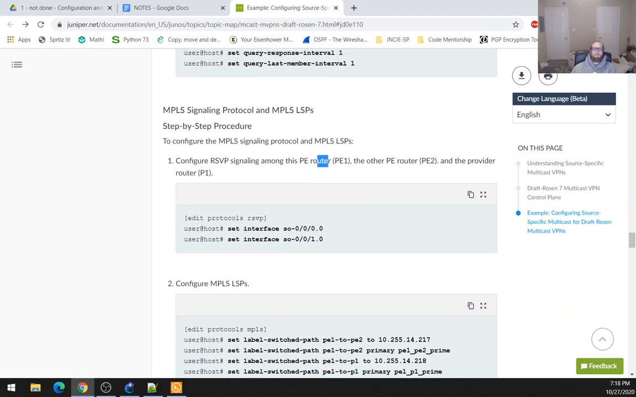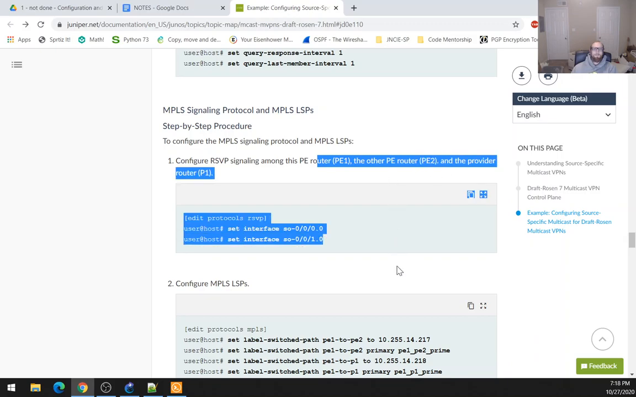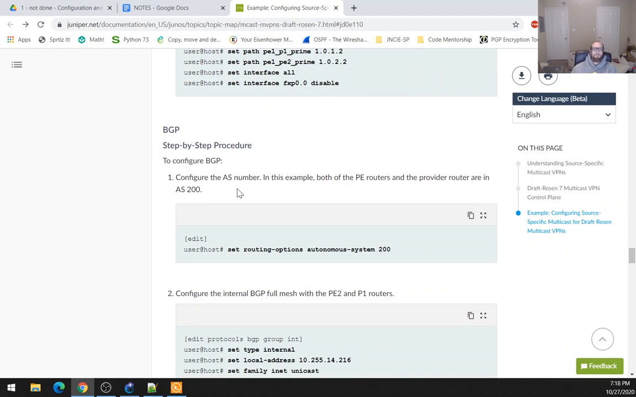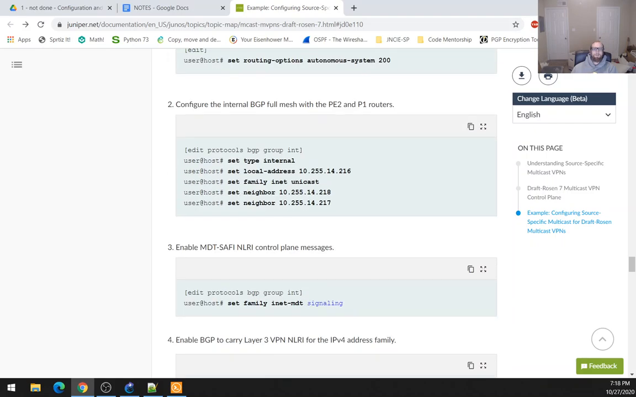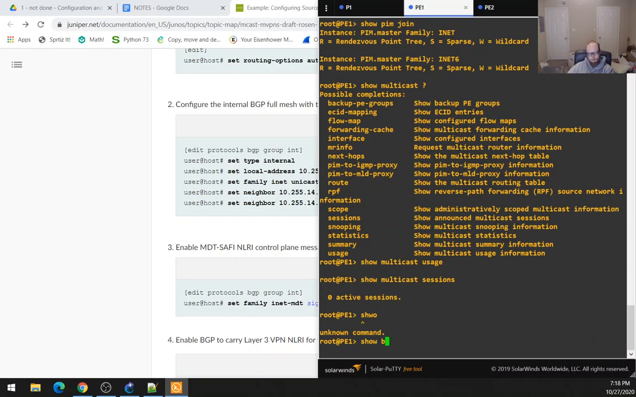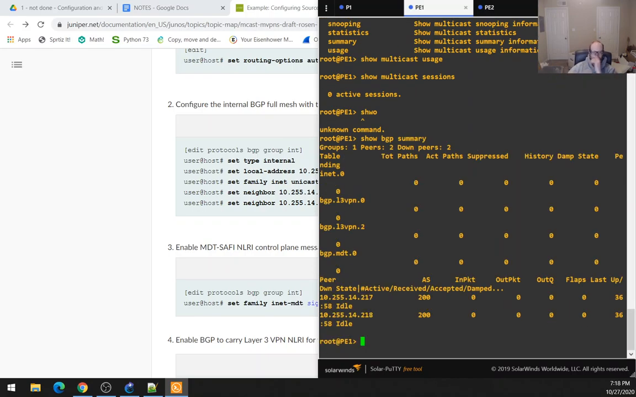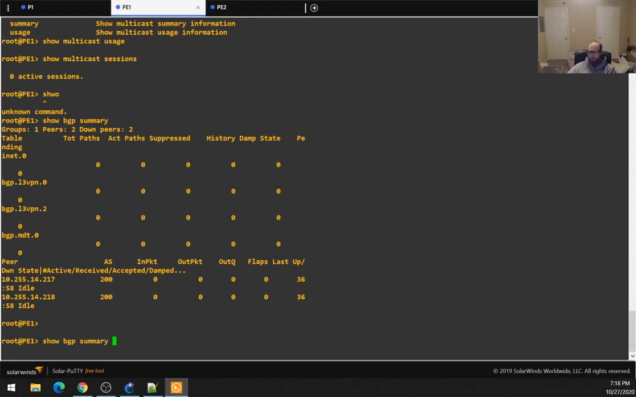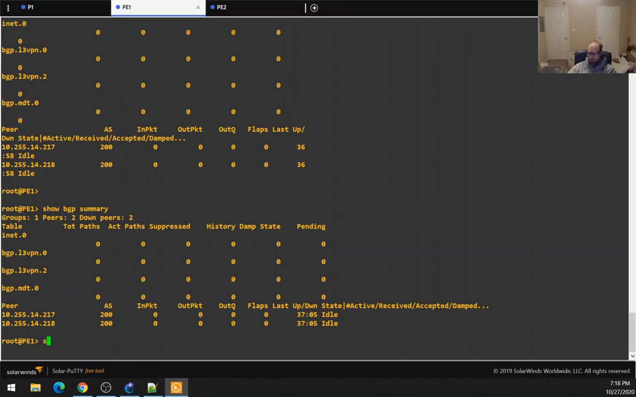Okay, so it is telling you to do this on particular routers. Let's see if I got that full mesh going, because I think I might have messed up on my IGMP configuration. Yeah, that's what I thought. I messed up on my IGMP configuration.